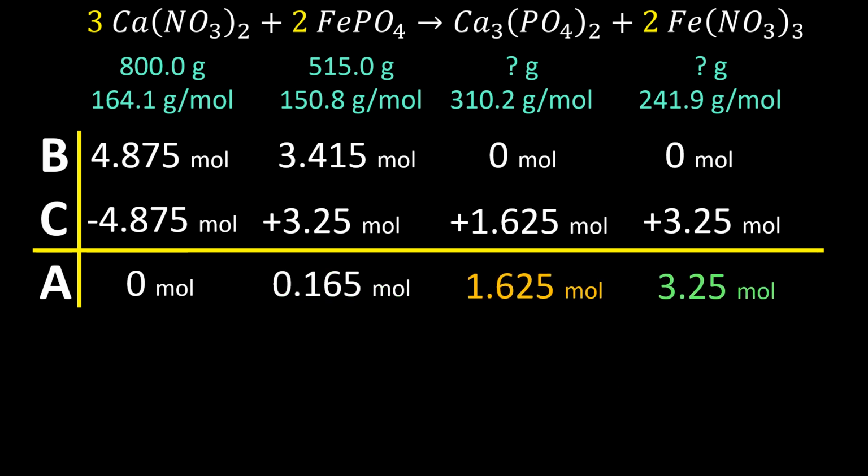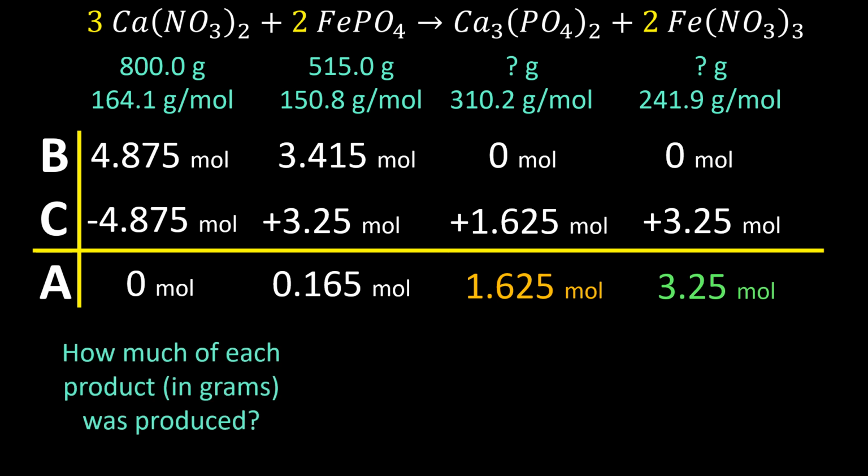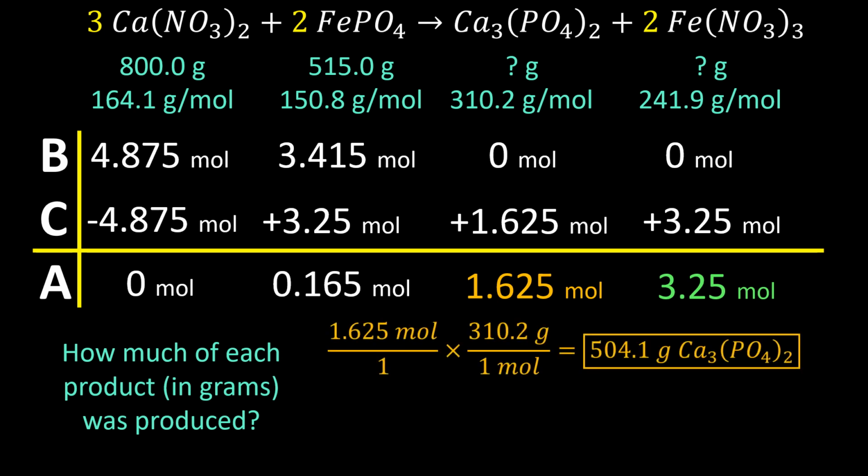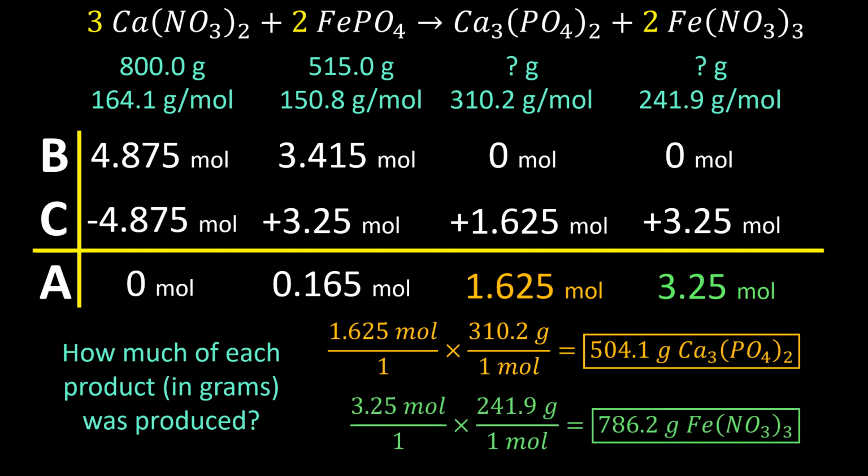Our final question that we need to answer is how much of each product in grams was produced. So I've highlighted the two products in orange and green here. And what we need to do is just convert both of those to grams. So the 1.625 moles of calcium phosphate, we need to multiply by its molar mass to find that we will produce 504.1 grams of calcium phosphate. And then the final product, we have 3.25 moles. We multiply by its molar mass to find that we produce 786.2 grams of iron 3 nitrate in this reaction.